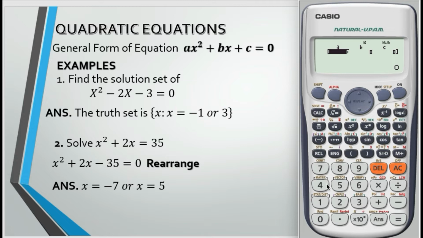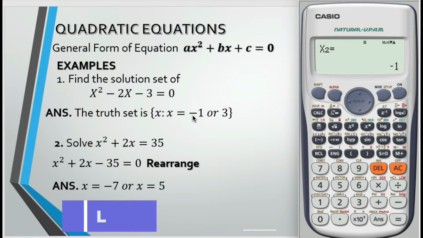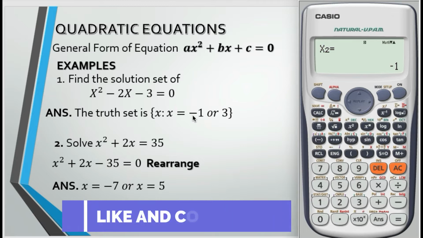So the coefficient of x squared here is 1, so I put 1, hit the equal sign. Coefficient of x is minus 2, so I hit the minus 2, and then the constant is negative 3, then hit the equal sign. Alright, so my x is 1 and negative 1, as we have seen here. So they say we should find the solution set. So therefore your conclusion will be the true set is x such that x is equal to minus 1 or 3.